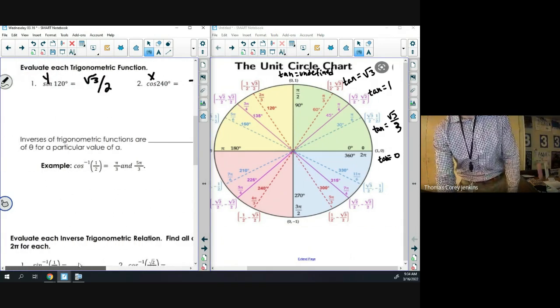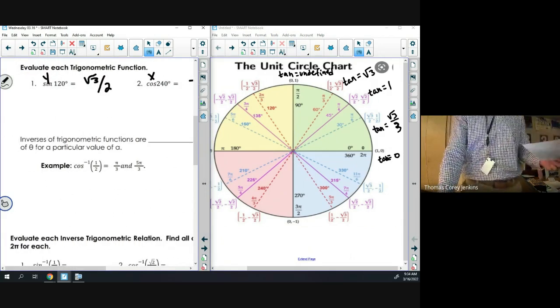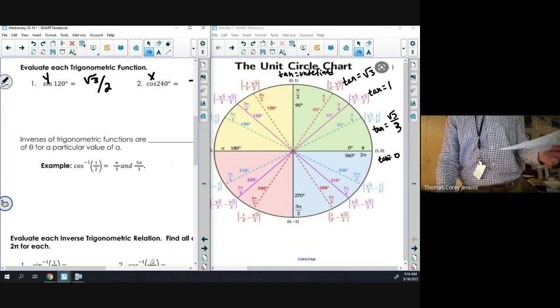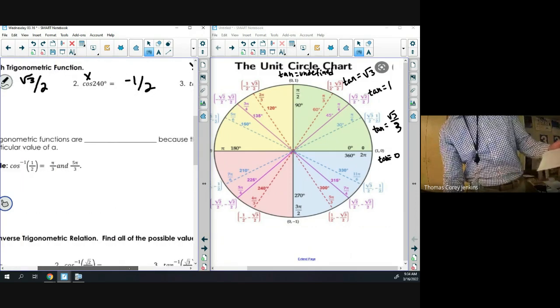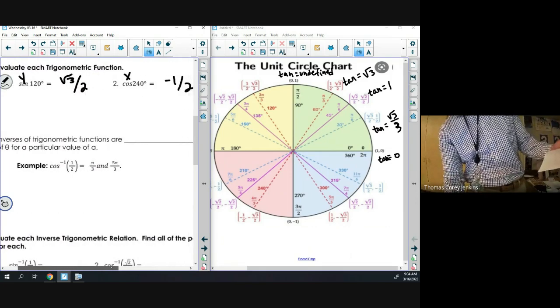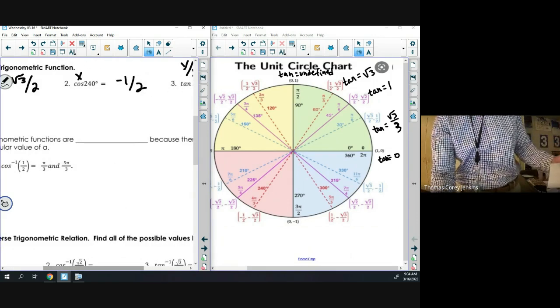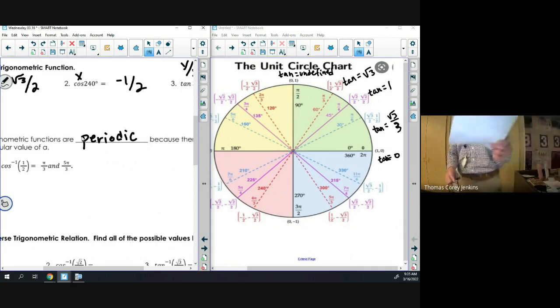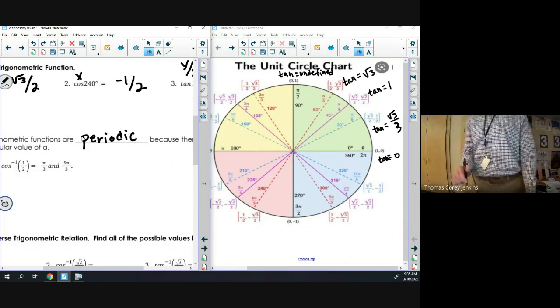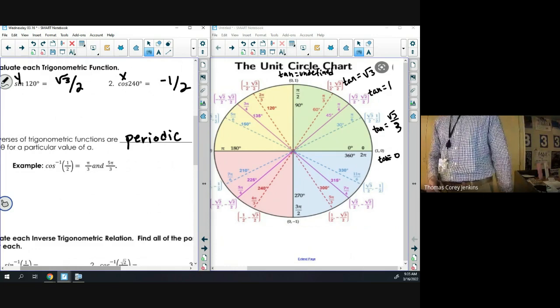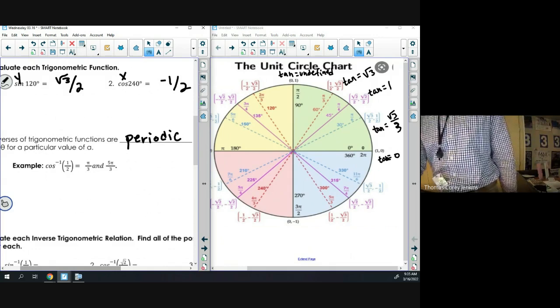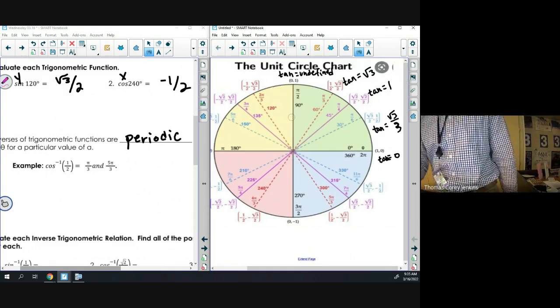Okay. All right. So before we start looking at our examples, let's fill in the blanks one more time. So it says inverses of trig functions are blank because there are many values of theta for a particular value of a. The word here is periodic. So basically, it just depends on what part of the graph we're looking at for what something is. So here's an example they give us. They say arc cosine of 1/2 is equal to pi over 3 and 5 pi over 3. So let's try to find what they're talking about there.